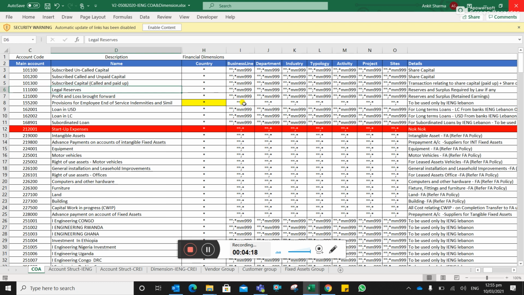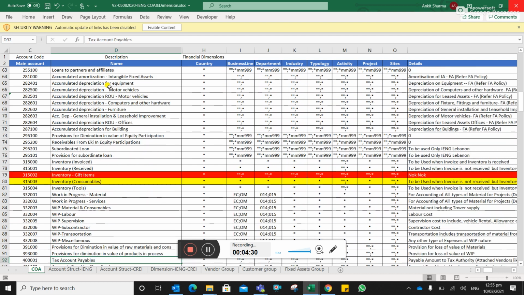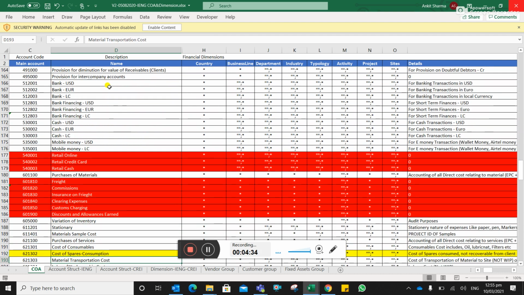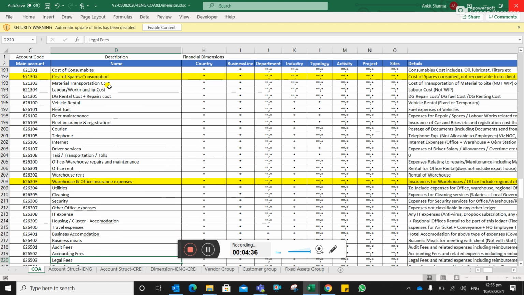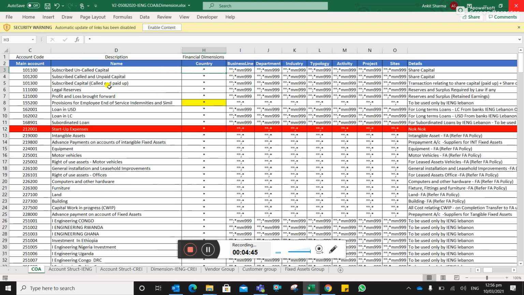You can see that we have applied this particular rule to all ledgers in combination with the financial dimensions. So for each account, the rule has been defined. When you post a particular transaction, you need to make sure that you are obeying or respecting these particular rules, because in case it is not done, the system will not allow you to post the transaction. So this is all about account structure.